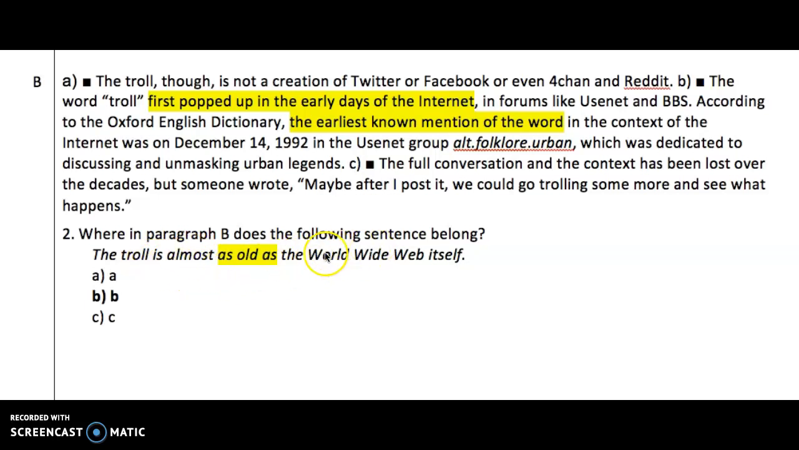So if you place this sentence after option B, the next sentence here, the word troll first popped up in the early days of the internet in forums like Usenet and BBS. This sentence will be the explanation of this extra sentence. First popped up means first emerged. In the early days of the internet means the World Wide Web. When the internet was started to be used, the word troll appeared at that time. So the meaning is similar.